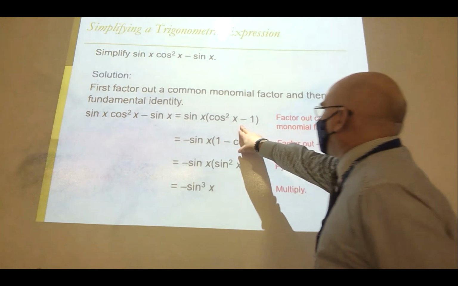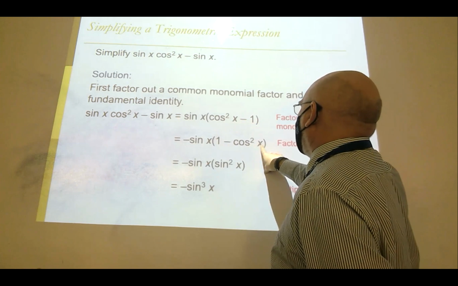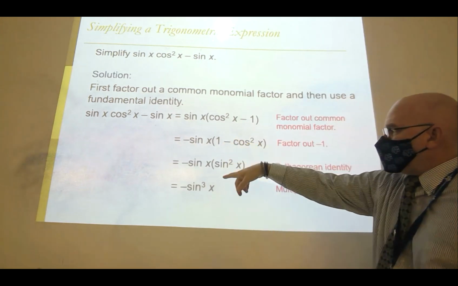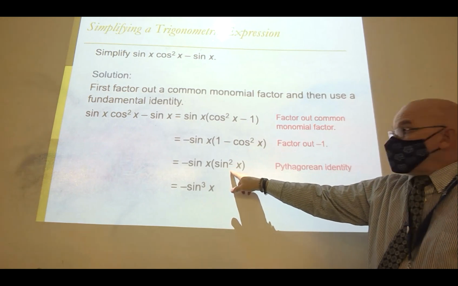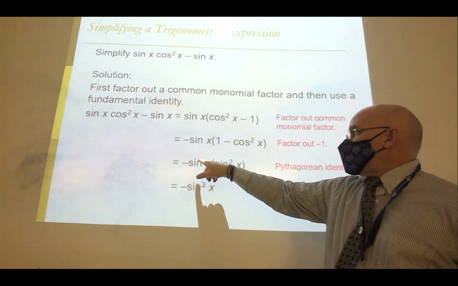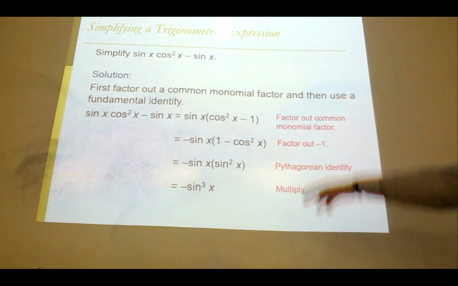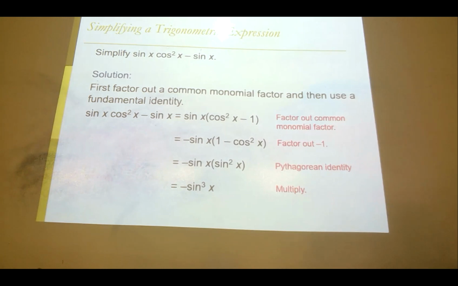So here I'm going to factor out a -1 and flip this around so it becomes 1 minus cosine squared x. The reason I did that and factored out the minus is because now I have a Pythagorean identity. 1 minus cosine squared x is equal to sine squared x. Sine squared x times negative sine x is negative sine cubed x. So we took the original expression and simplified it down to one term. And that's kind of the purpose of what we're doing here, trying to simplify these into the simplest possible form.